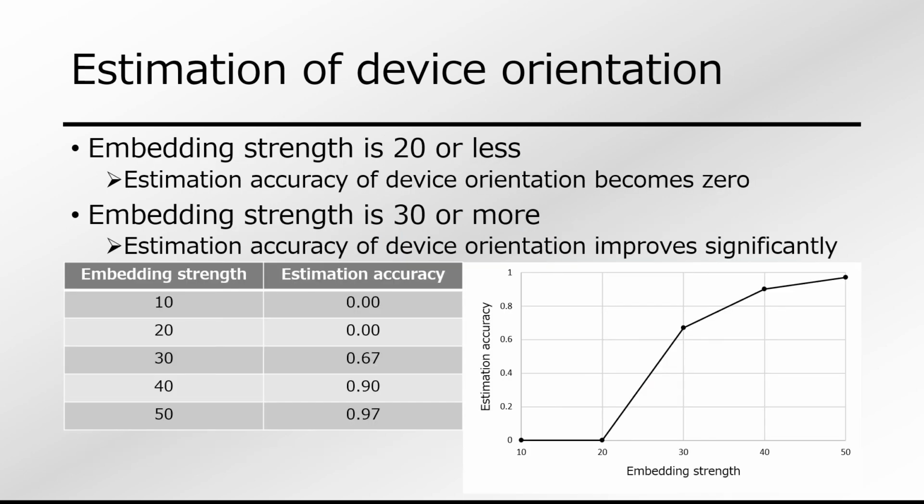We show the estimation accuracy of device orientation for each embedding strength. The horizontal axis of the graph is the embedding strength, and the vertical axis is the estimation accuracy. Fortunately, the smaller the embedding strength is, the harder it is for a human to visually recognize it. However, when the embedding strength is 20 or less, the estimation accuracy of device orientation becomes 0. When the embedding strength is 30 or more, the estimation accuracy of device orientation improves significantly.